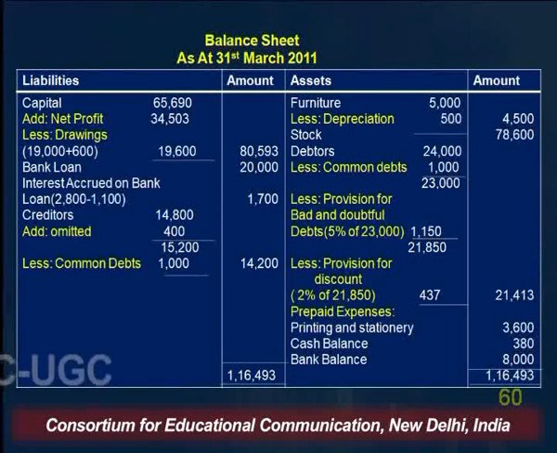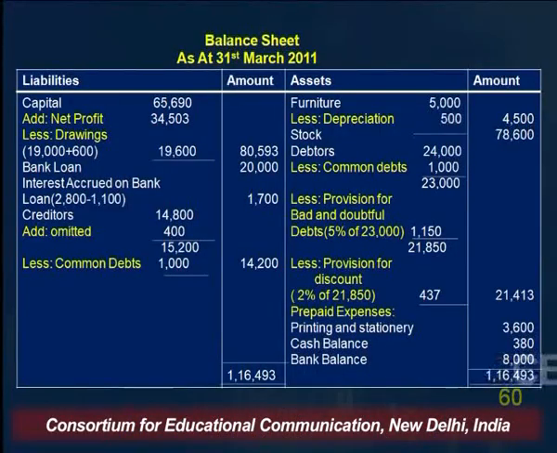Then creditors are 14,800 given in the trial balance, and there were purchases which were omitted to be recorded, and because of those, purchases were increased and creditors are also increased. And then finally bad debts are to be deducted from both sides, from the creditor side and from the debtor side. As you can see on the asset side, furniture is shown 5,000 less depreciation. The value after the deduction of the depreciation comes to 4,500.